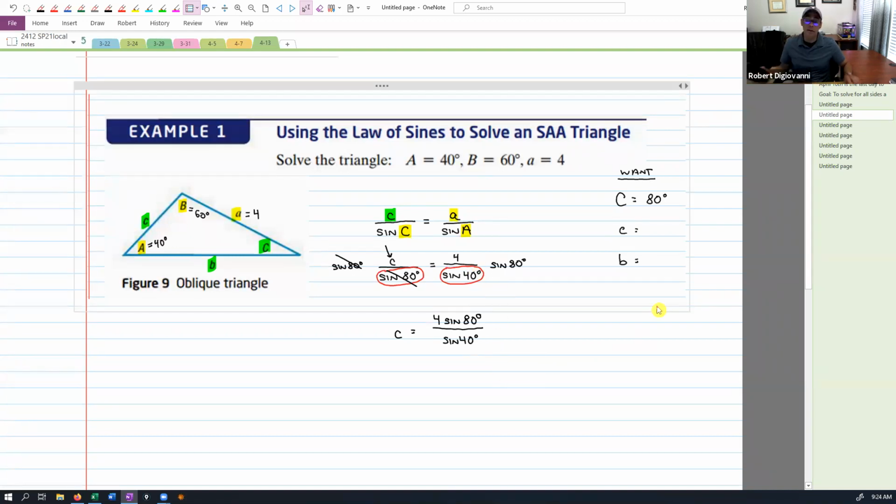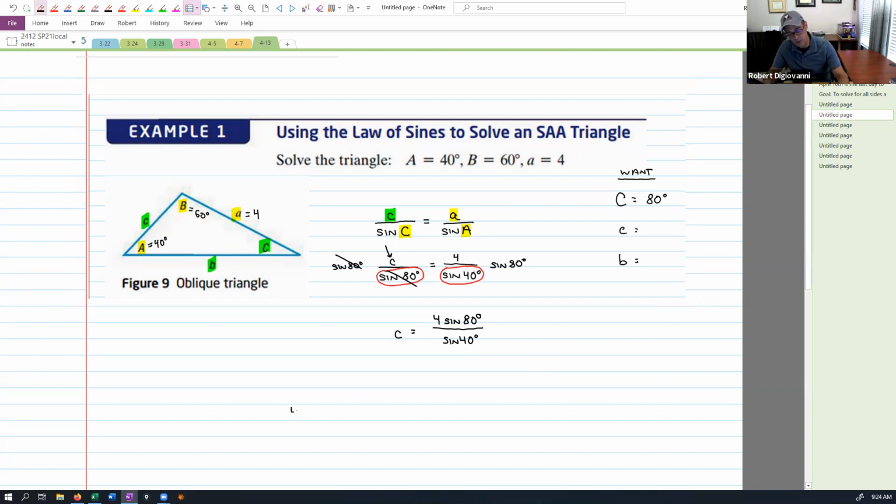Let's do that. Now, I would like for you, if you have your calculator, to do this because every calculator is a little different. I'm going to try and do all of this at one time on my calculator. Okay, I'm actually going to type into my calculator right now. This is the way I'm going to type it. I'm going to do 4 times sine of 80 degrees divided by sine of 40 degrees. Type it all in at one time. And yes, I'm in degree mode.